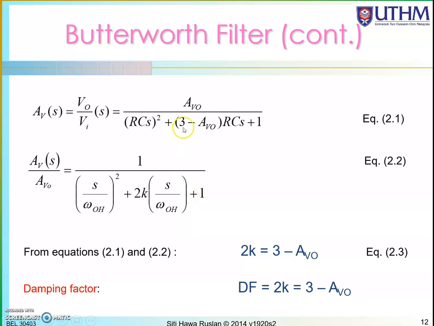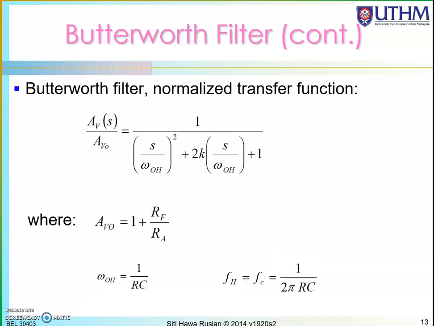From this, you can get that 3 minus AVO is equal to 2K, which is called the damping factor. When you're designing a filter, you'll use this later on. The gain is 1 plus RF over RA, and the cutoff, as I have mentioned, is 1 over 2 pi RC if R1, R2 are equal and C1 equals C2.